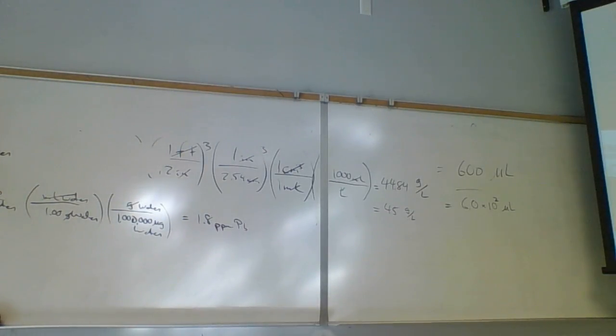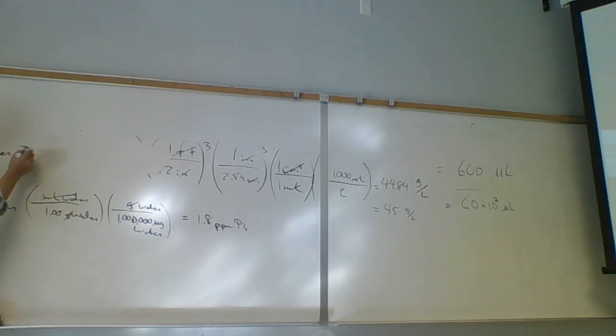What is this? You recognize this unit? Liter. It's a liter, right? So it's 1.8 micrograms of lead per liter of water, which means what? Which means this is parts per billion.